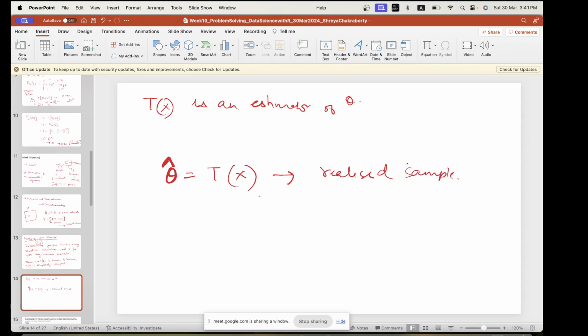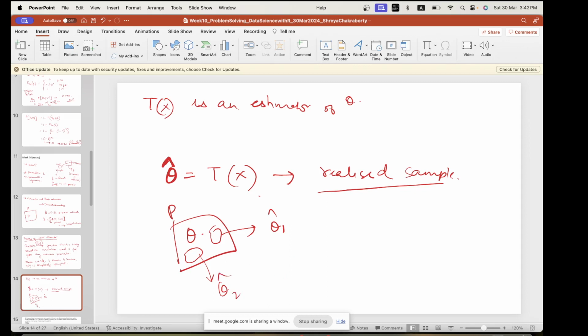Okay, now the problem is, since the estimator is from a realized sample, let's say this is my population P, and this is theta of interest. Now if I draw this sample, I get a theta 1 hat. If I draw a sample from this location, I get theta 2 hat. So theta is fixed in the population, but my estimate will depend on the sample that I am drawing from the population.